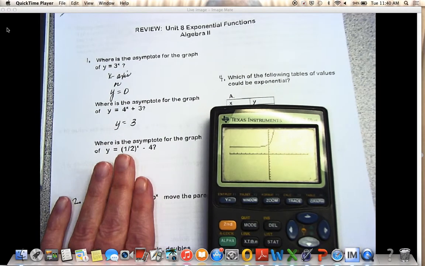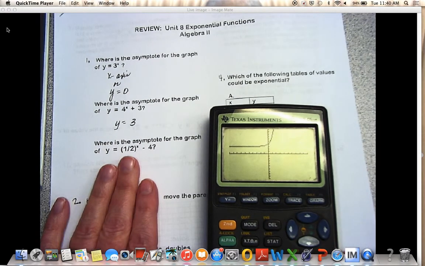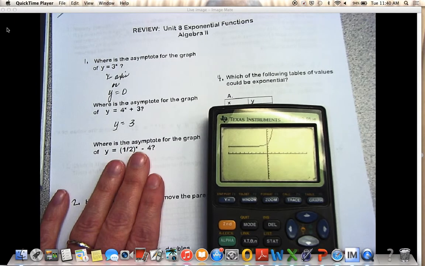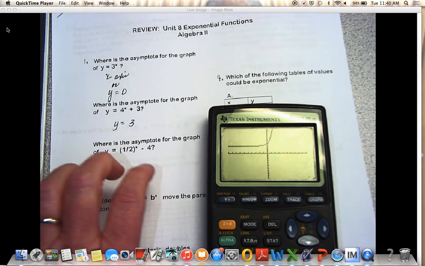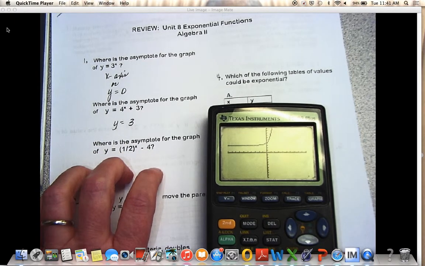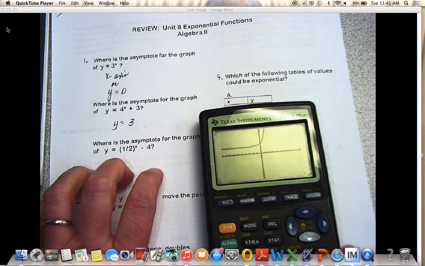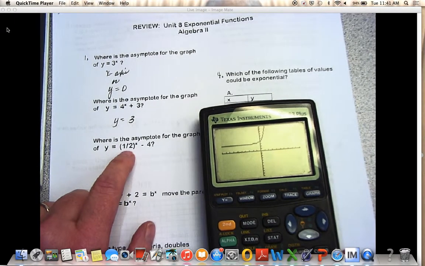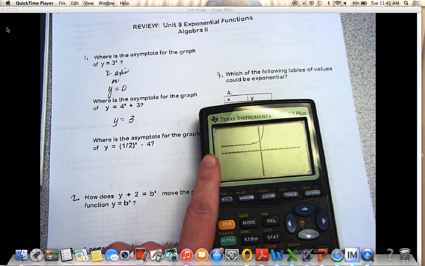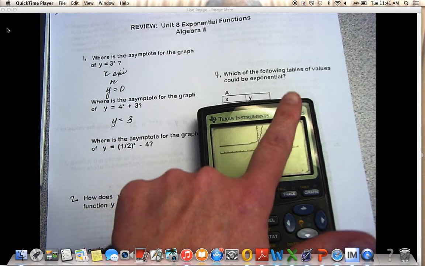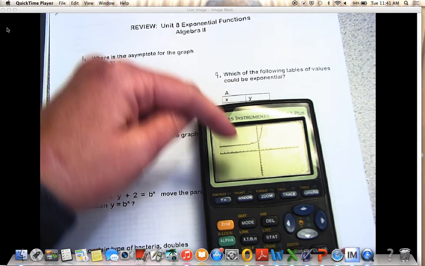All right, so if you were to look at this next one, y equals 1/2 to the x minus 4, before you put it in your graph, where do you think it's going to be? Negative 4. Be at negative 4. The 1/2, what you should notice when you graph it, instead of having an increasing function, it should be decreasing. It's going to be going the other way.